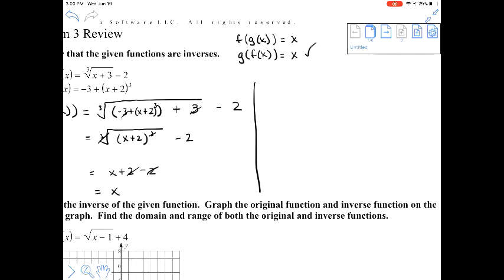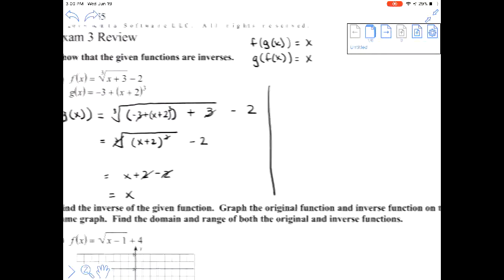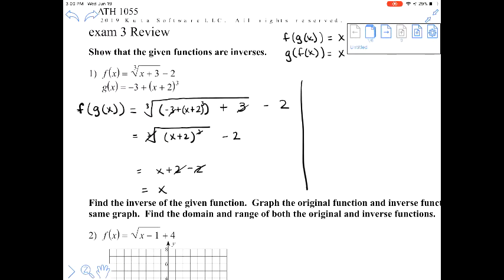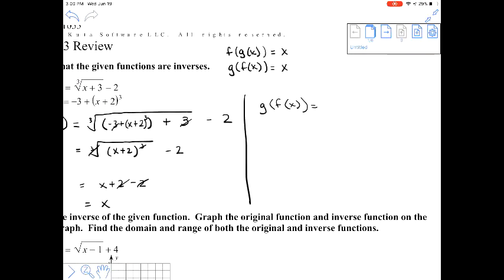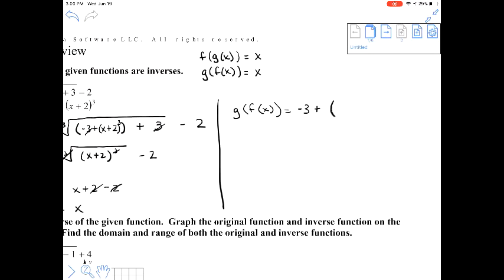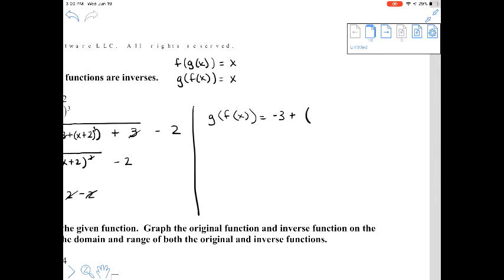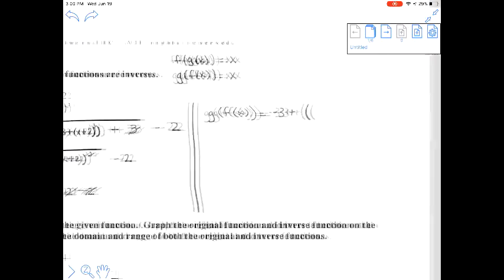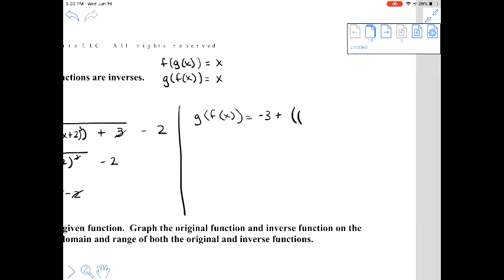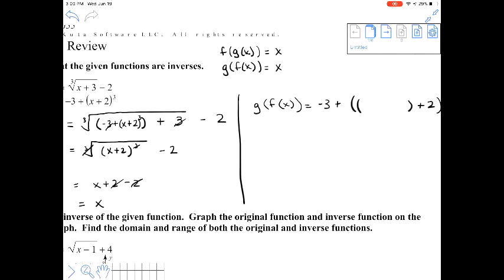The other part now is to show that g of f of x is equal to x. So now the f function is going to go inside of g. So I'm going to rewrite the g function here. So g of f of x can be negative 3 plus, then the g function, as you can see here, is x plus 2 to the third power. Rather than x, I'm going to leave empty parenthesis plus 2 cubed.